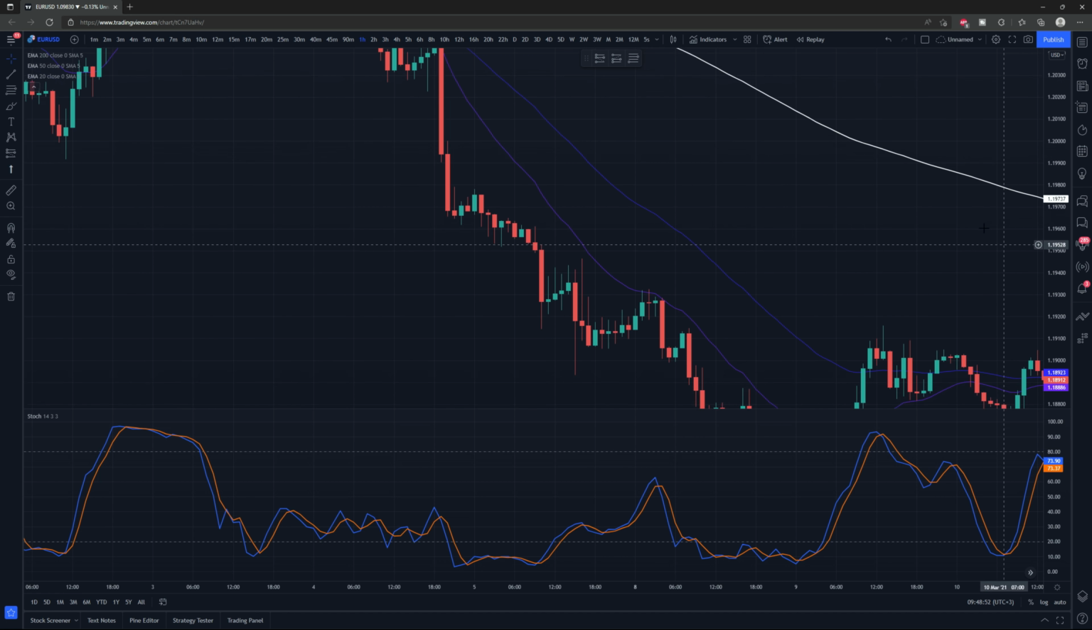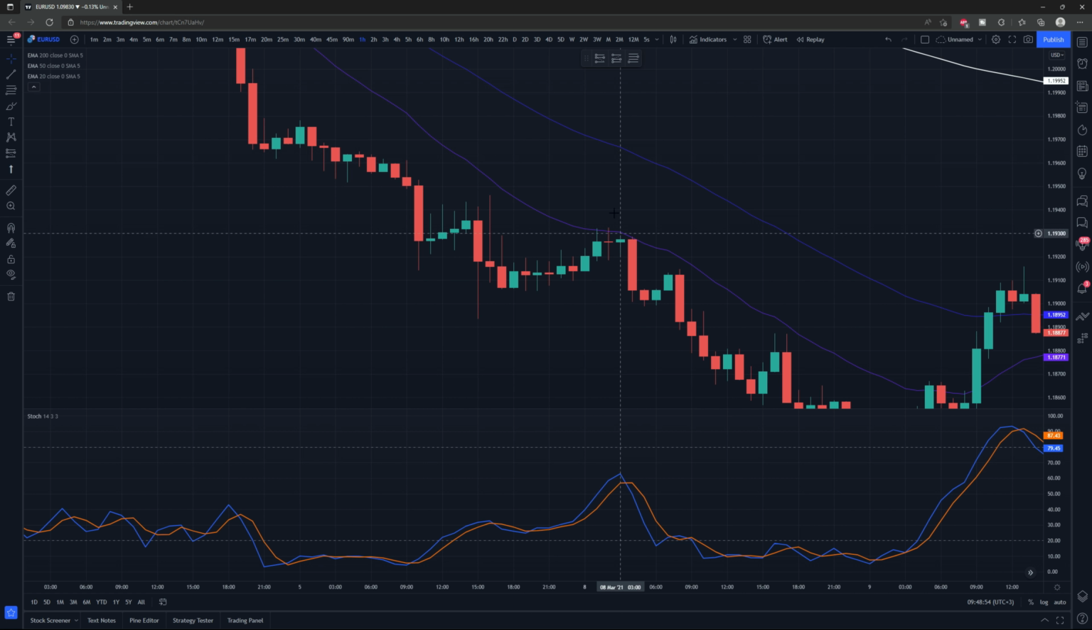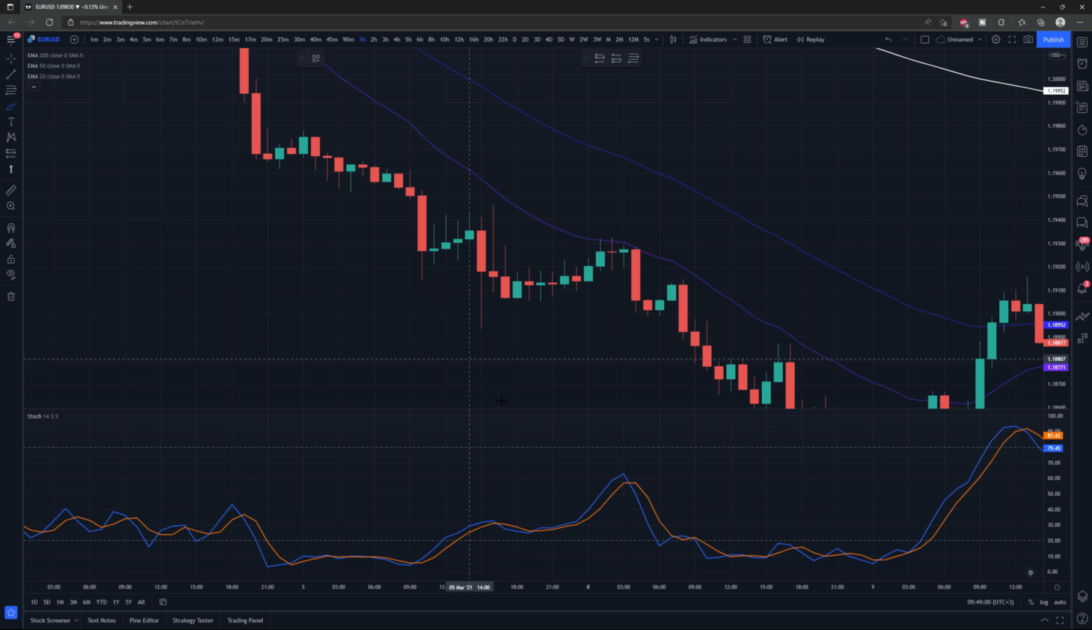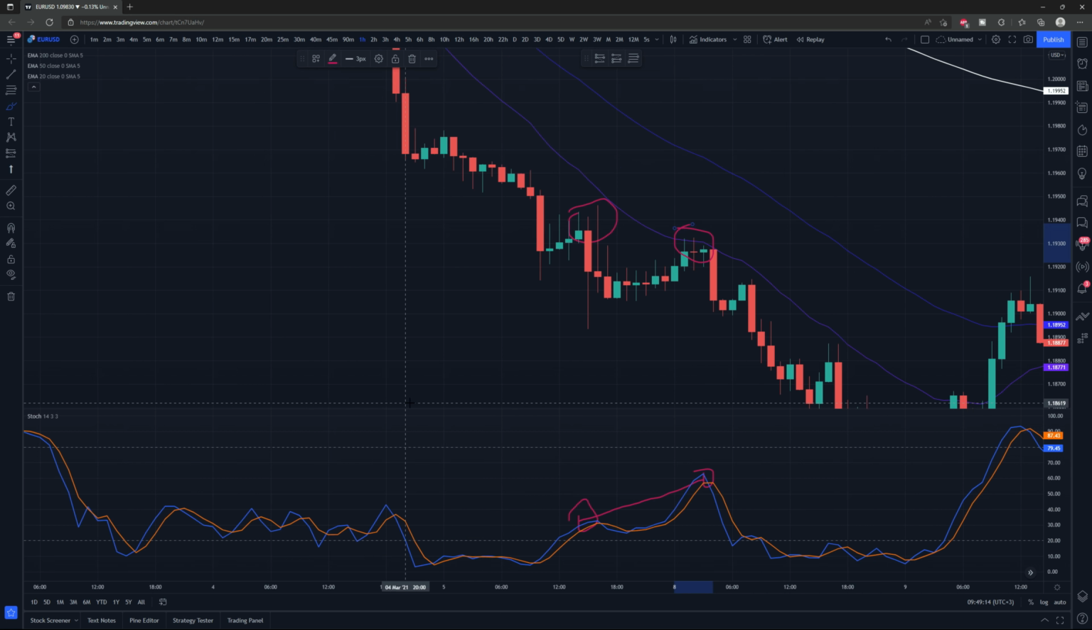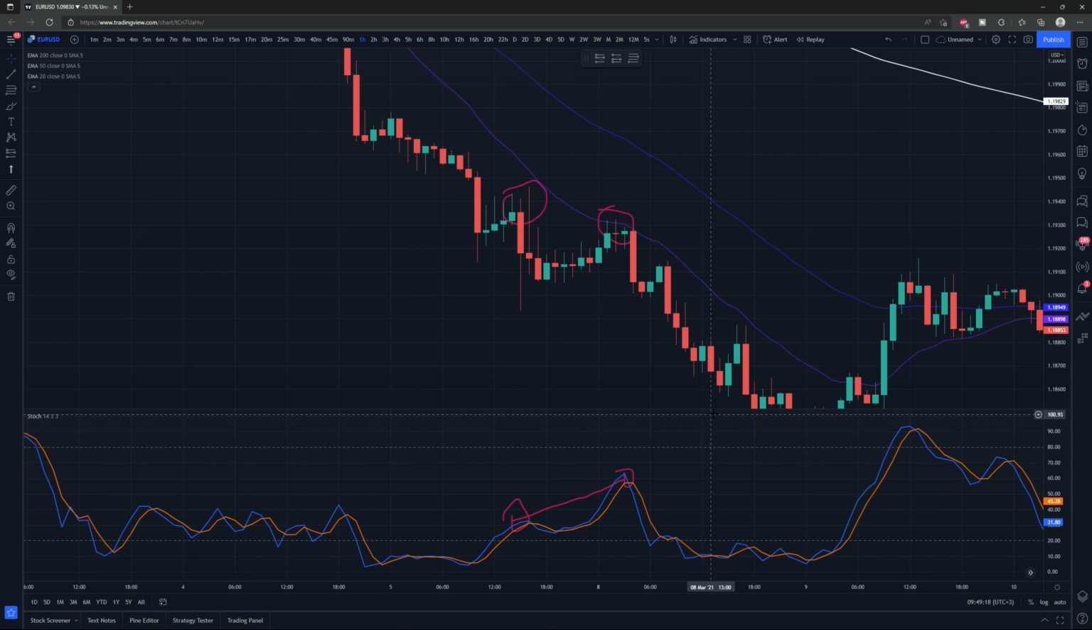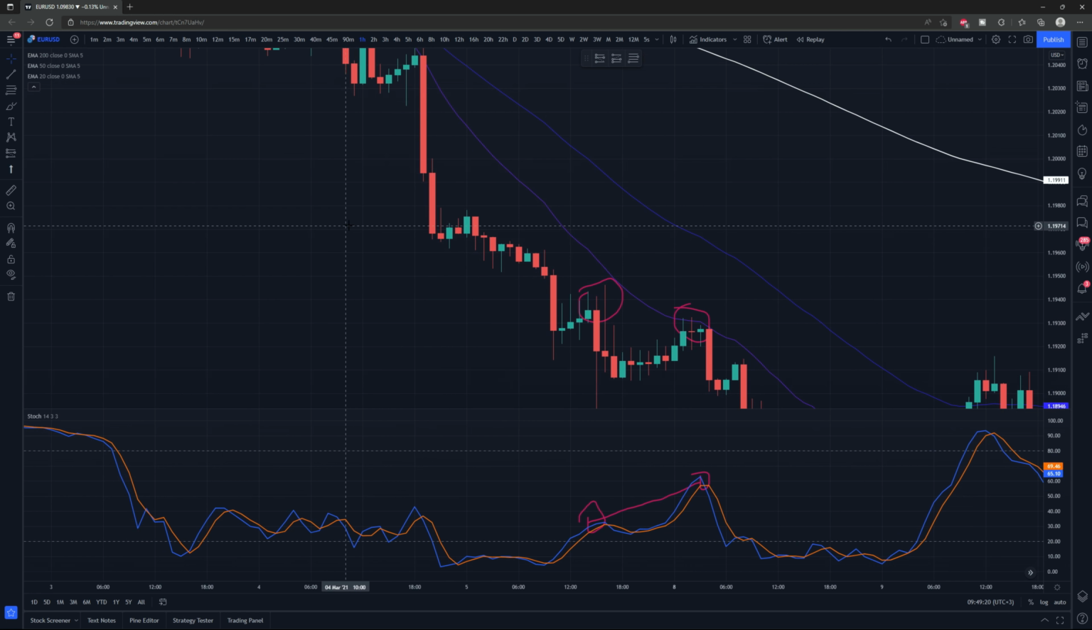And at the same time that we see this type of action where we get the pullback into the 20 or into the 50, we can be looking for things like hidden divergence on the indicator. So we see, okay, look, our indicator is much higher here than it was over here, but at the same time, the price is lower and it's pulled back into our 20 EMA here. So we have an area of value with the hidden bearish divergence. We're looking for that trend continuation, okay?